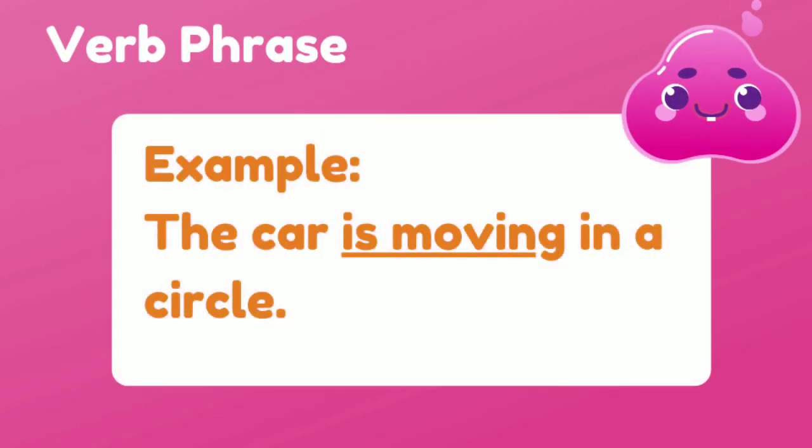Example, the car is moving in a circle. In this sentence, the verb phrase is moving. It is a verb phrase because it consists of a linking verb and the main verb. The linking verb is and the main verb moving.